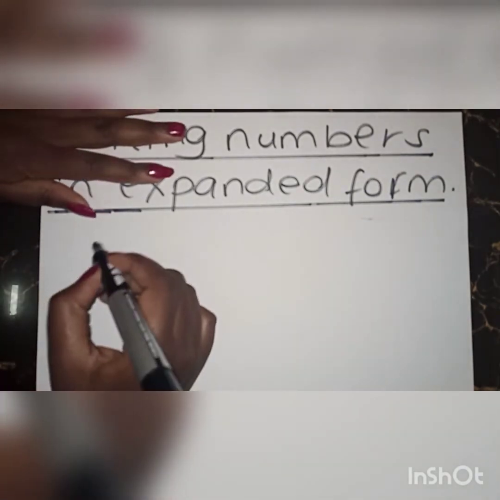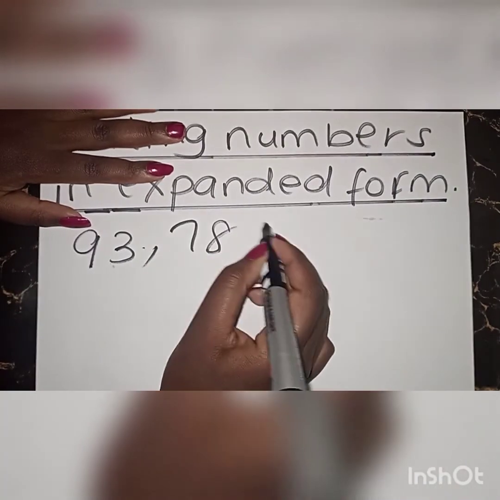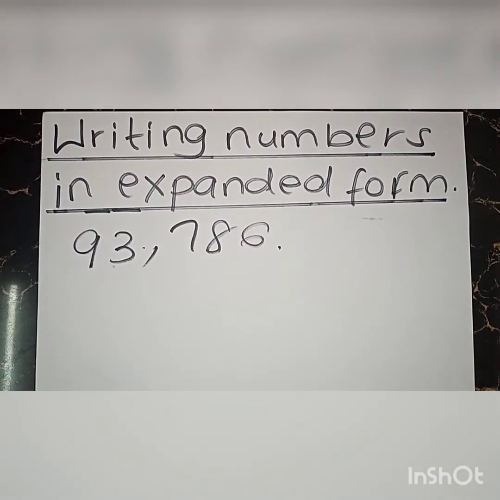If I have a number like this, 93,786, how am I supposed to write this number in expanded form? To write this number in expanded form, we need to add the total values of each digit in the number. You can draw a table just like the one we drew when we were talking about the total value of a number. But now here, we'll only have 3 columns. We won't have the last column.